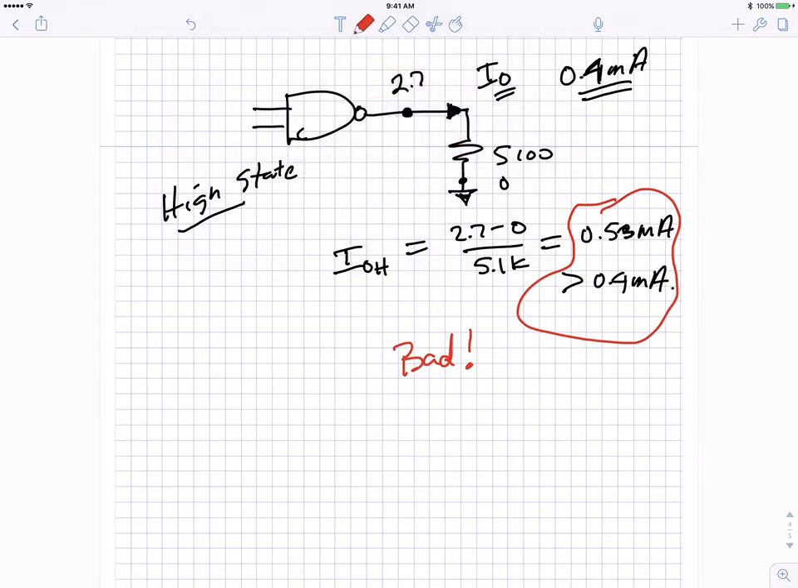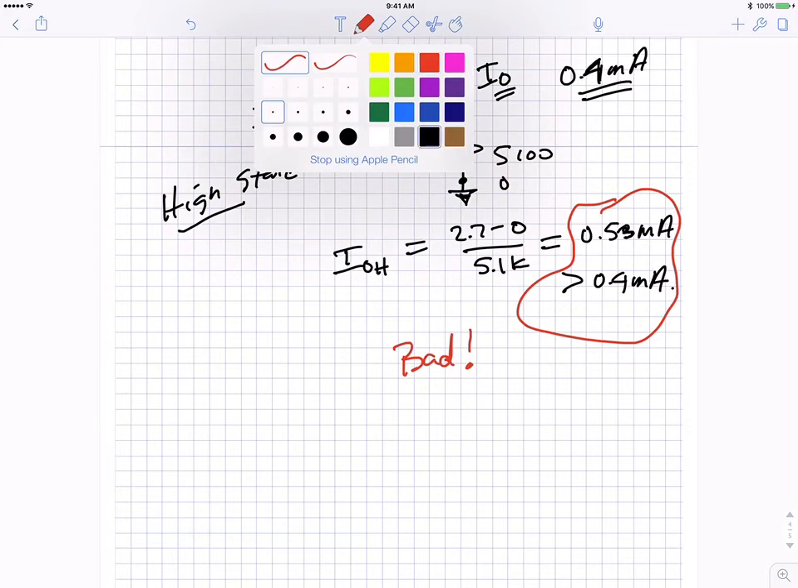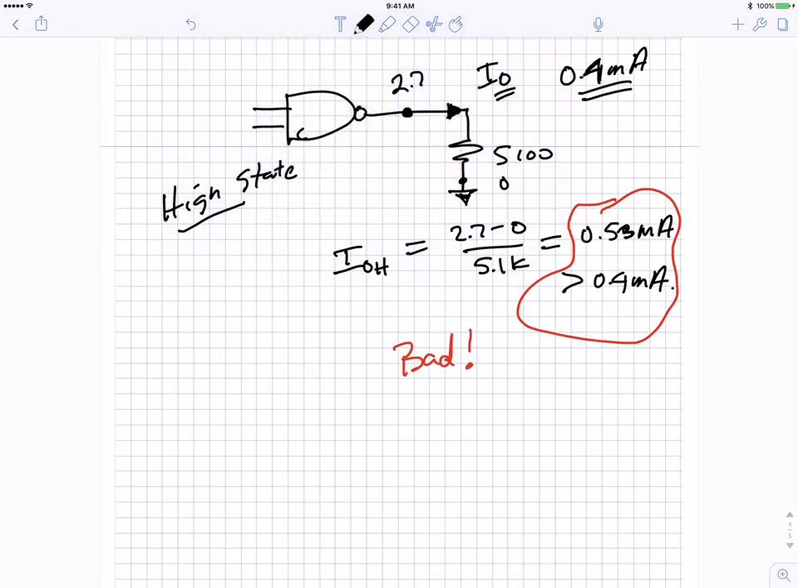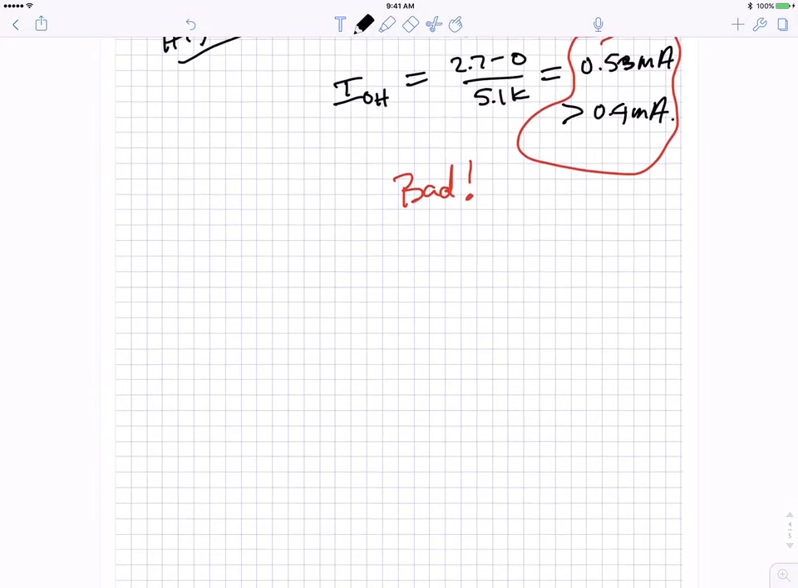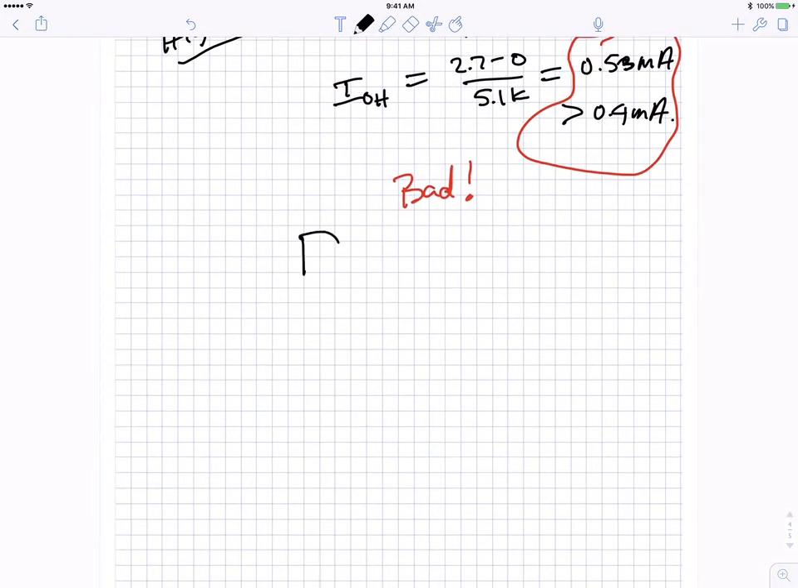Okay. So really, I could stop if I'm just trying to answer the question of whether this will work. It won't work. All right. But let's take a look also at low state.